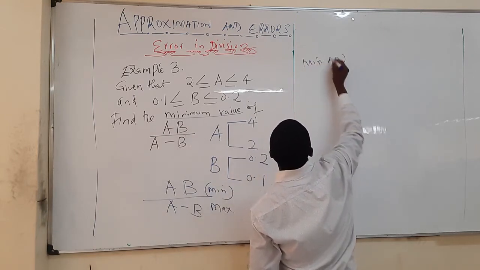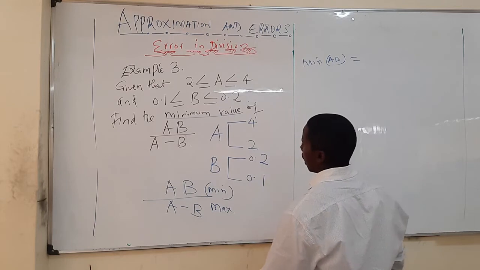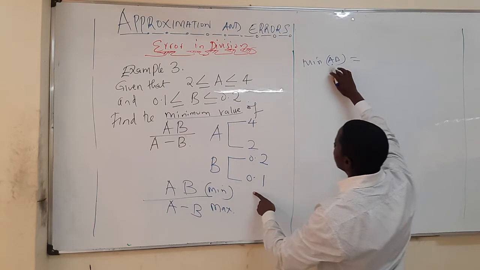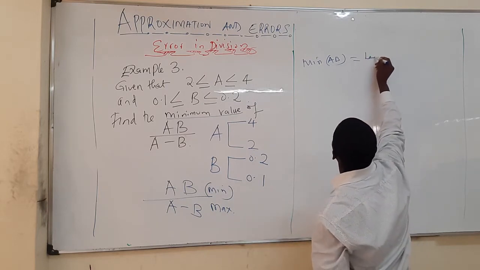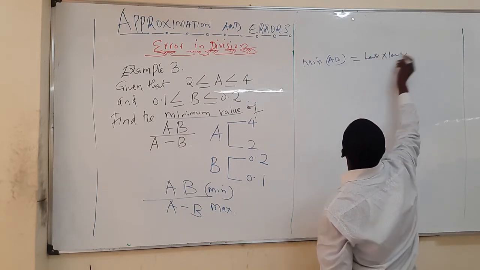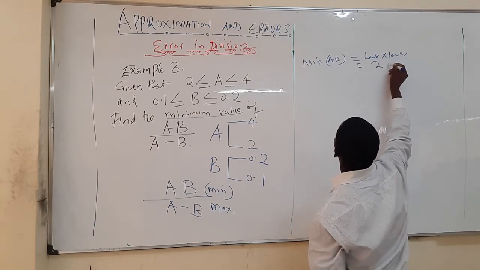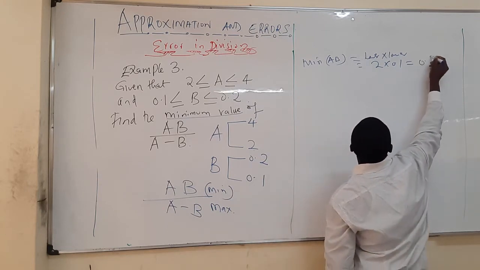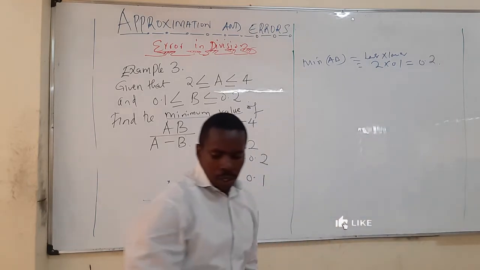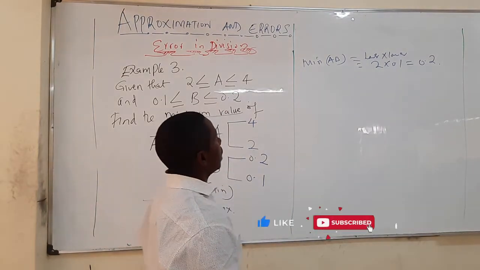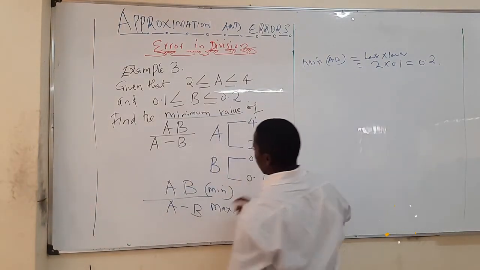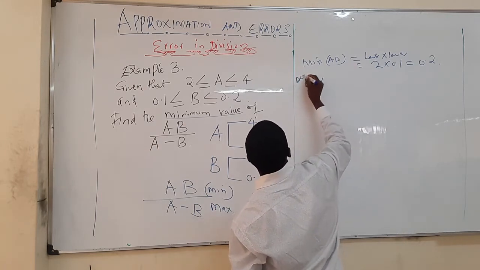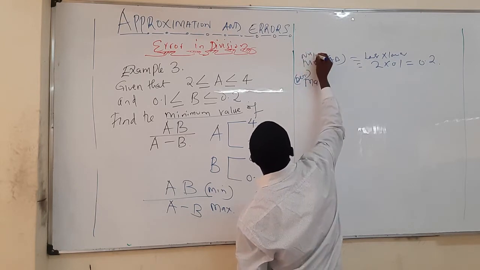Minimum of AB would be the lower limit times the lower limit, because we're multiplying. So this is going to be 2 times 0.1, which you get as 0.2. So that is the numerator. Then the denominator, we want to get the maximum. This is the denominator. This is the numerator.